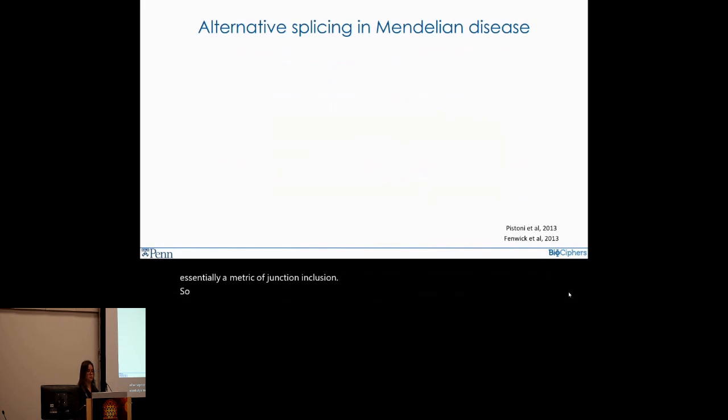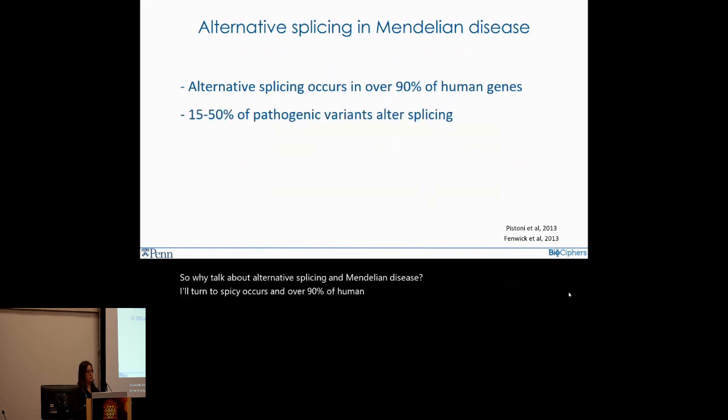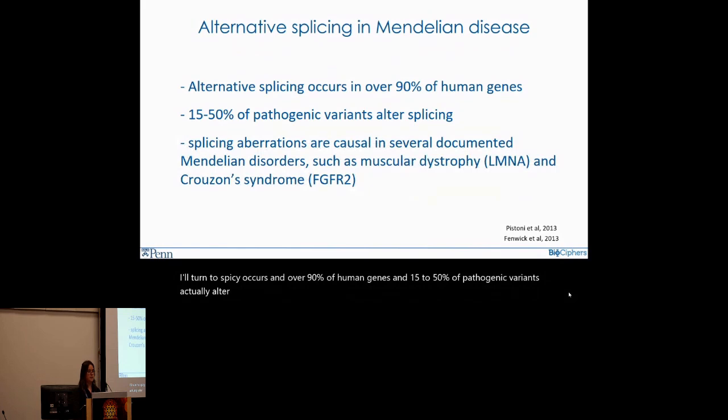So why talk about alternative splicing in Mendelian disease? Alternative splicing occurs in over 90% of human genes, and 15 to 50% of pathogenic variants actually alter splicing. Splicing aberrations have also been shown to be causal in several documented Mendelian disorders, such as muscular dystrophy and Curzon syndrome, potentially many more.